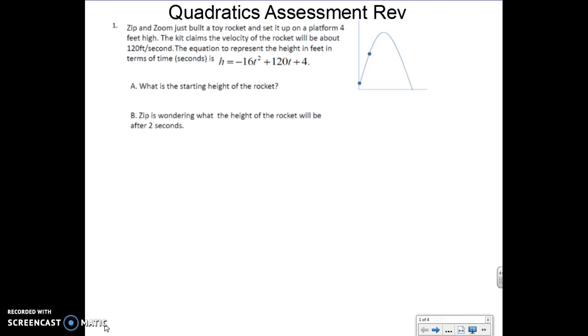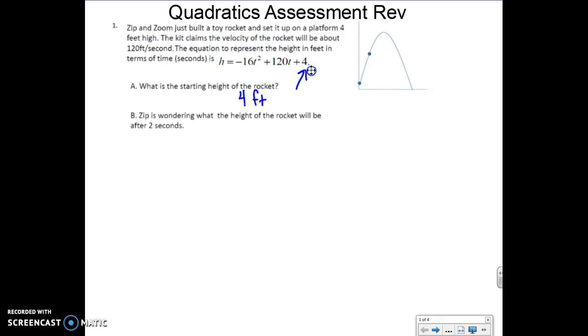So in question 1, you can see that the equation for the rocket that Zip and Zoom just built is here. Negative 16t squared plus 120t plus 4. And the first question is, what is the starting height of the rocket? So if you plugged in 0 for time, since you haven't actually launched the rocket yet, you would end up with 0 for your height. So we can pretty much assume that C is always going to be our starting height. So our starting height here is 4 feet.